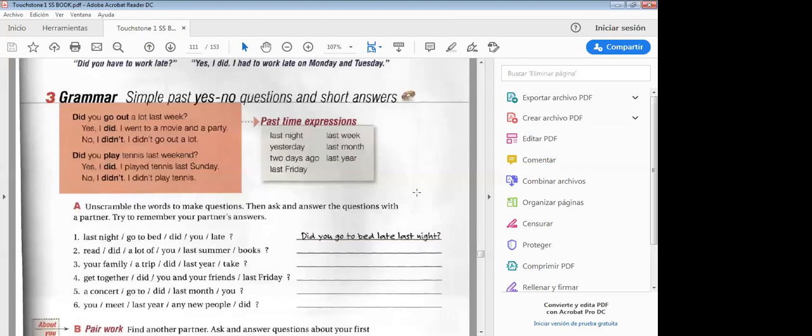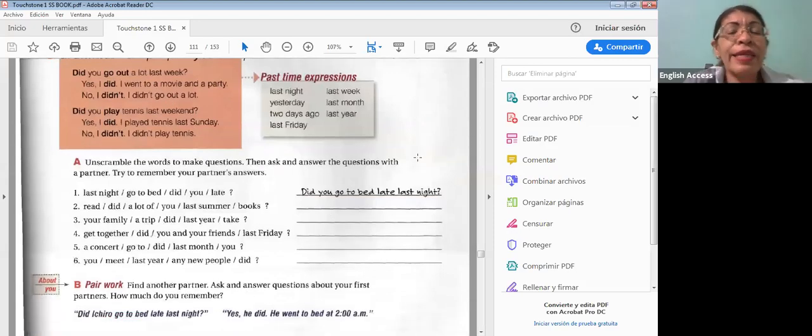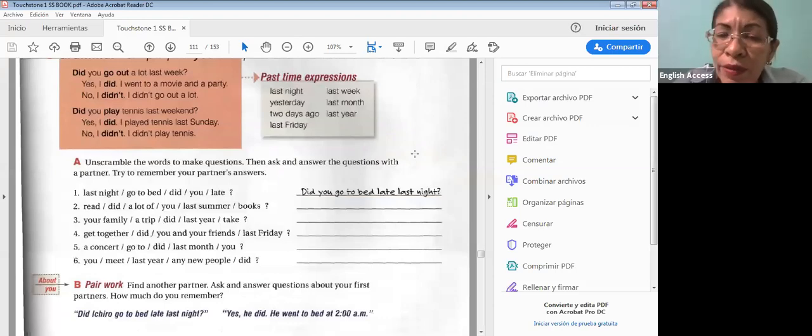Okay, well, as you can see here below, we have an exercise, the exercise A. We have some questions. The questions are not in order. So you're going to write the questions in the correct order on the lines. Number 1 is, did you go to bed late last night? Okay, so let's continue with the numbers 2, 3, 4, 5, and 6, okay? Okay. So let's do it, guys, please. Write the questions in the correct order.